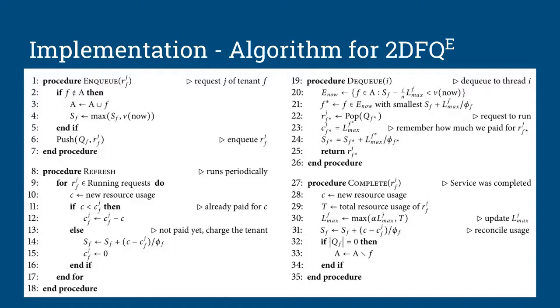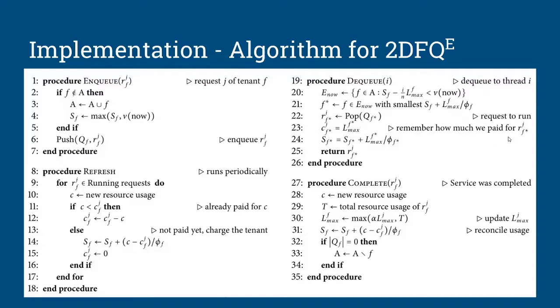And moving on to the algorithm. There are n threads in the 2DFQE algorithm, and A is the set of active tenants. CJF keeps track of how much credit we have left for this request, and it is initialized in line 23, as we see here.